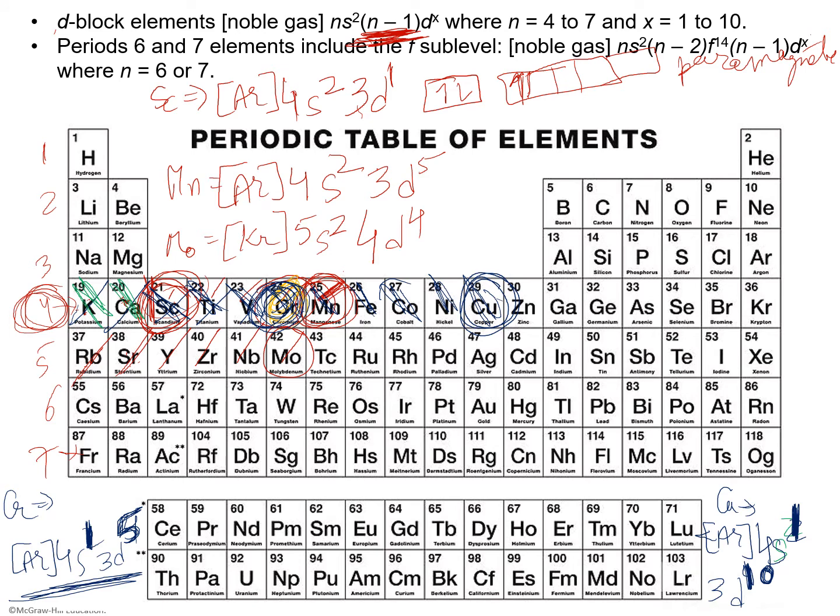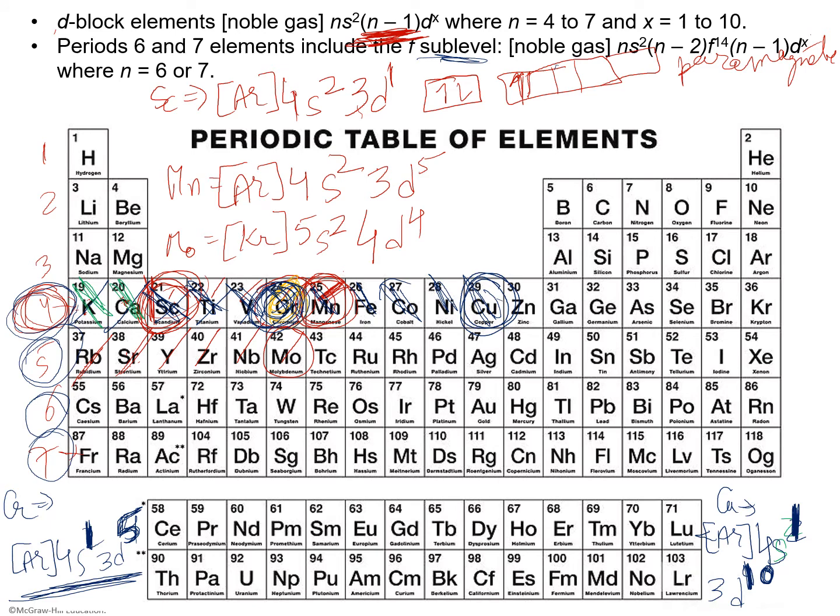This was all about d block elements, which is period number 4 and period number 5. What happens when you come to period number 6 and 7? When you come to 6 and 7, remember these are f block elements. Whenever you come to the f subshell, remember the electronic configuration changes to noble gas, ns2, (n-2)f and (n-1)d.